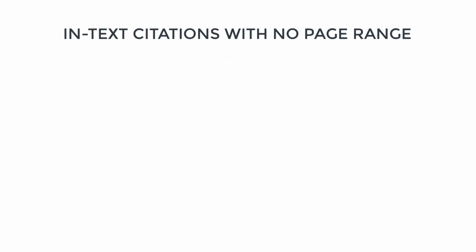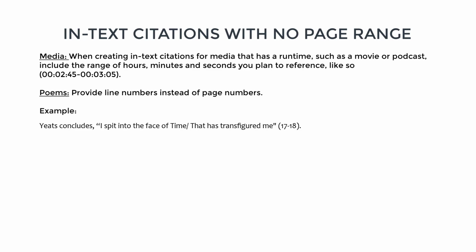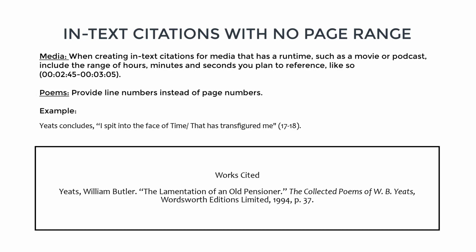When using a source that does not have page numbers, use different types of ranges as they are applicable. For instance, for in-text citations for media, include the range of hours, minutes, and seconds you are referencing. For in-text citations of poems, use line numbers instead of page numbers, though remember to still refer to the page location of the poem itself in the works cited list.